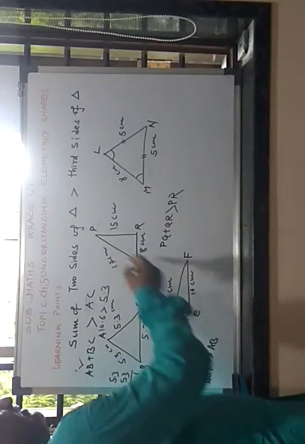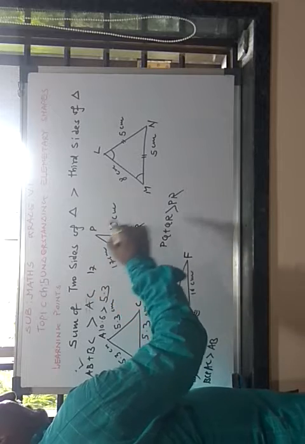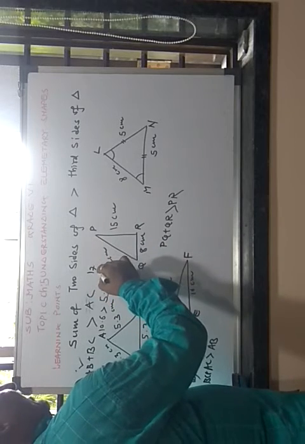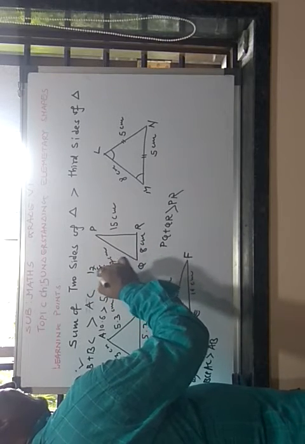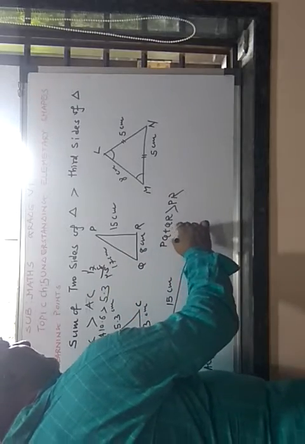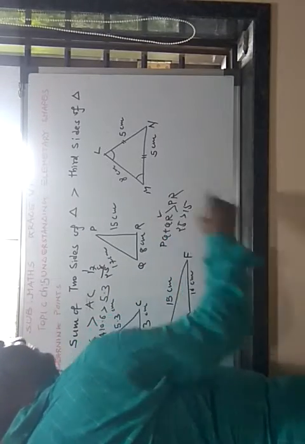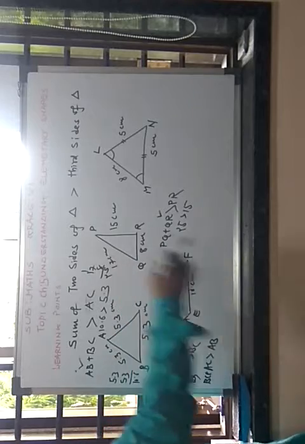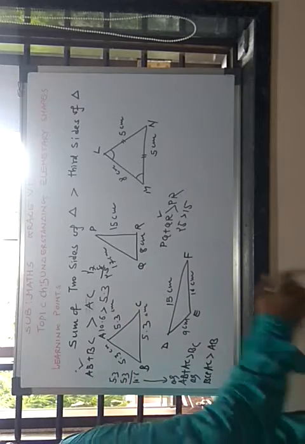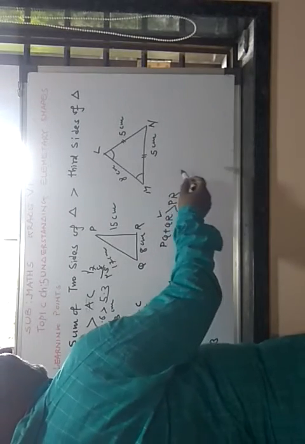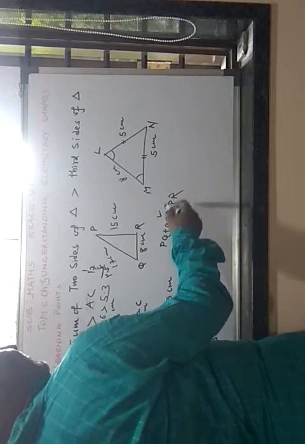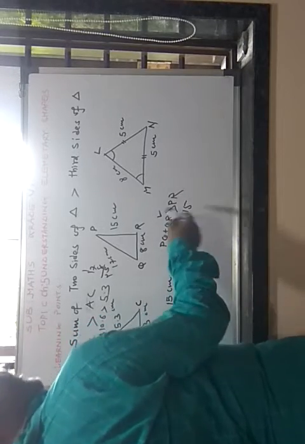PQ means what? 17. QR means what? 8. So 25 is greater than 50. It is also true for the remaining sides. Means PQ plus PR is greater than QR, or QR plus PR is greater than PQ.